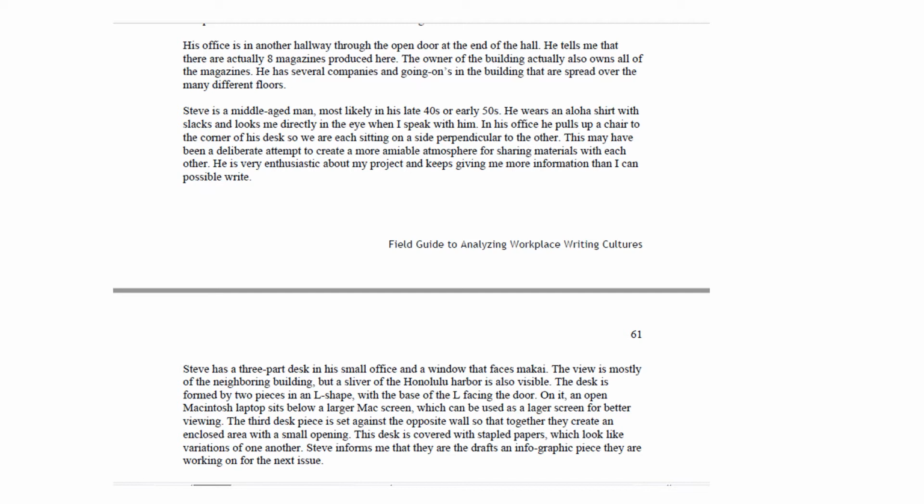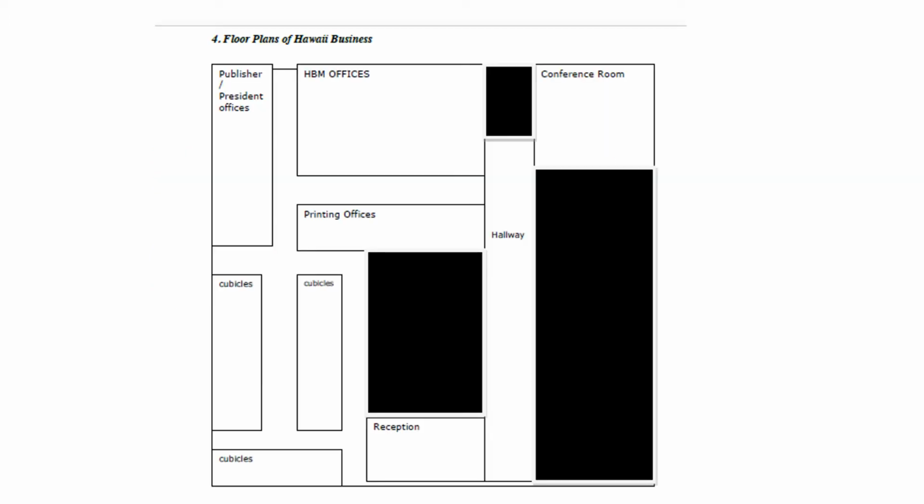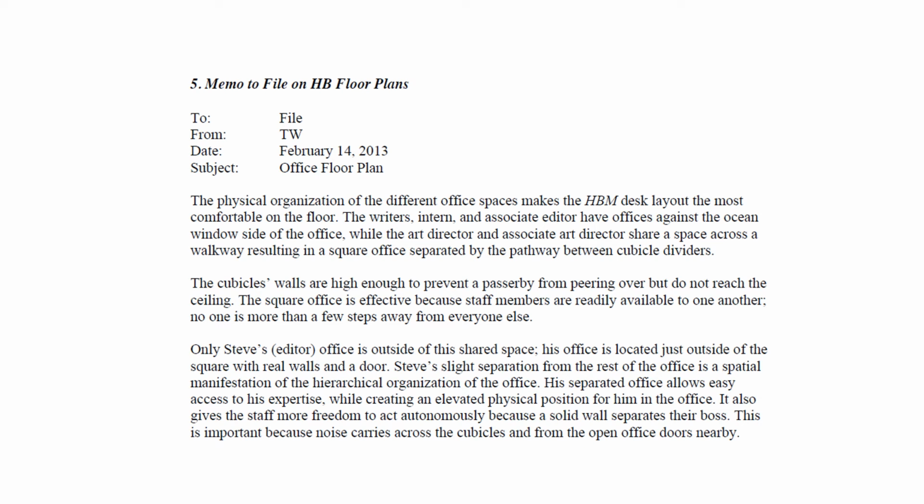It's a description of Steve, his initial meeting with him. Here's an example of a type of map of a workplace. It can be helpful to you as you think about the hierarchy, who has the nice corner office, or just thinking in terms of orienting yourself as you write your report. And so here's a more specific, deep description of the office.